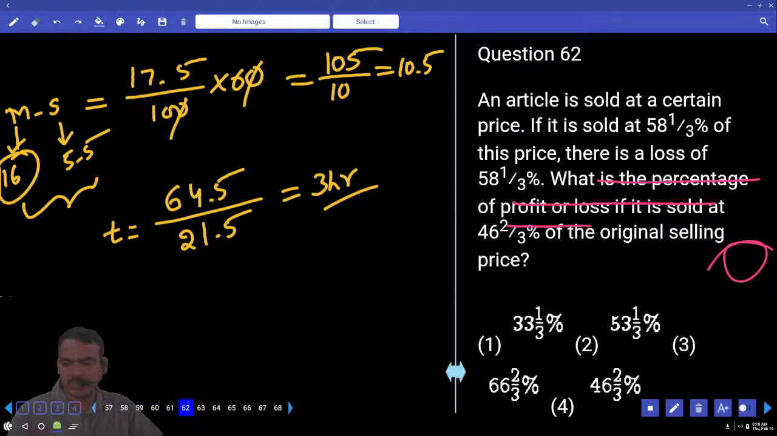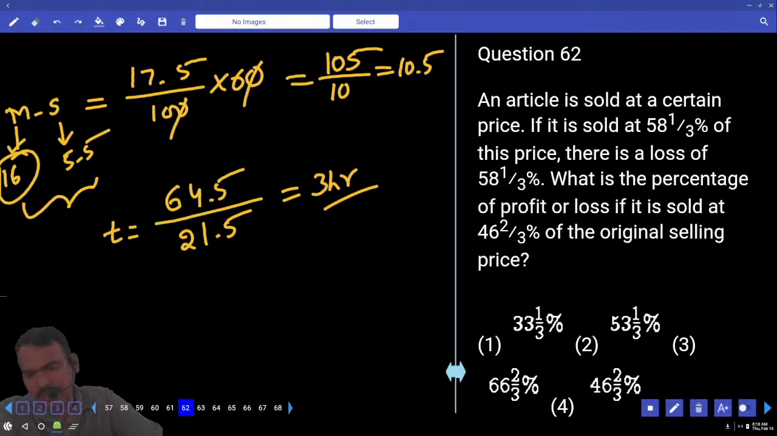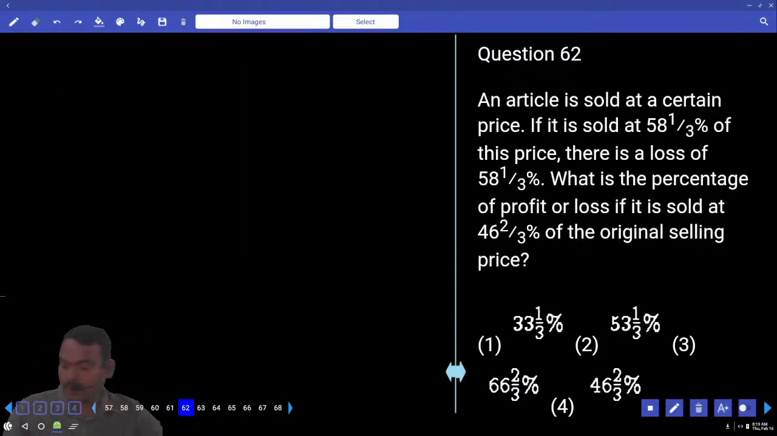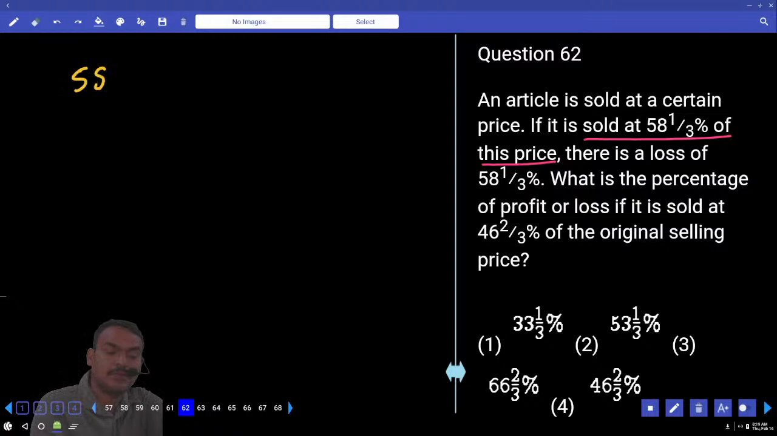Next question number 62. An article is sold at a certain price. If it is sold at 58 1/3% of this price, there is a loss. What is the percentage of profit or loss if it is sold at 46 2/3% of the original selling price? First of all, it is sold at 58 1/3% of which one? This price, meaning 58 1/3% of the selling price, right?